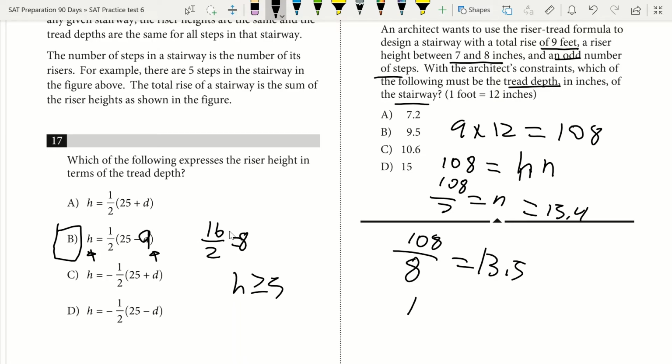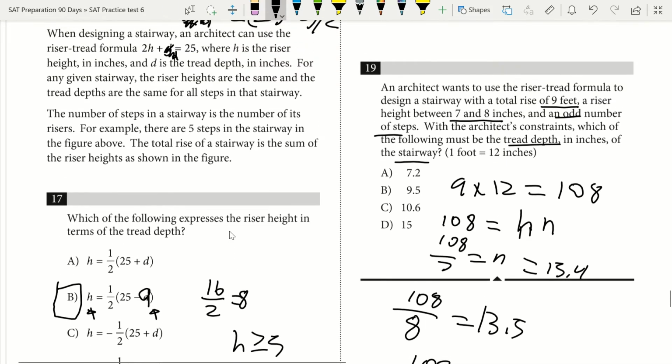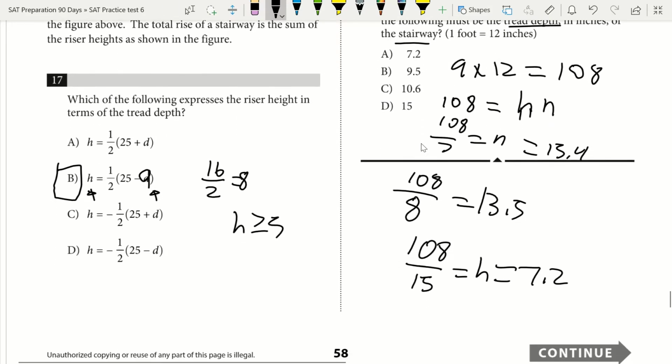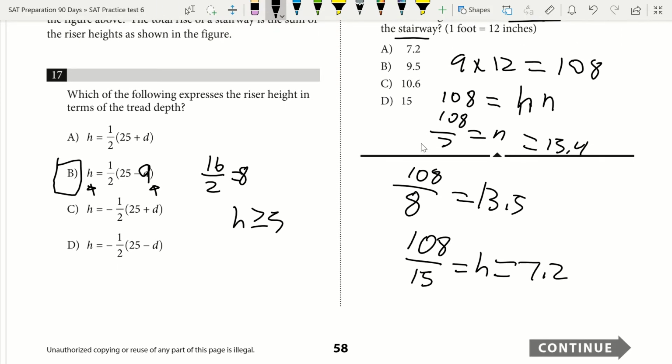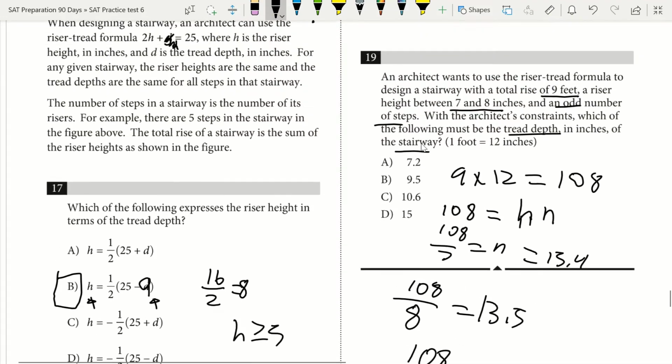So now that we know that 15 has to be n, we can do 108 over 15 to solve for h. When we put that in our calculator, that's going to give us 7.2 for h. Now keep in mind we're asked for the tread depth. Since we're asked for the tread depth, we go back and use either formula, whatever one we want. We can go ahead and use the one that we were given up here.